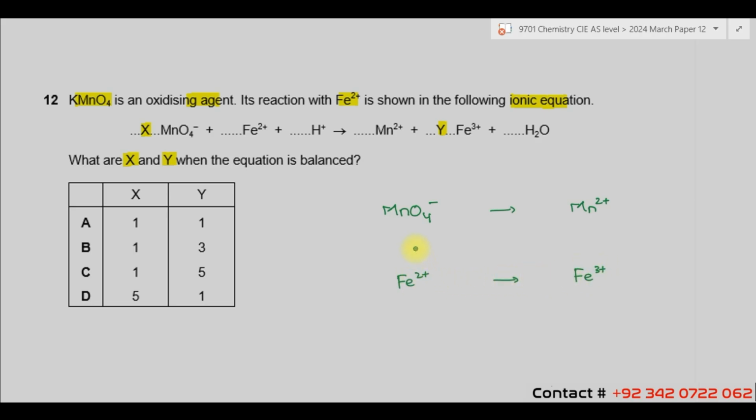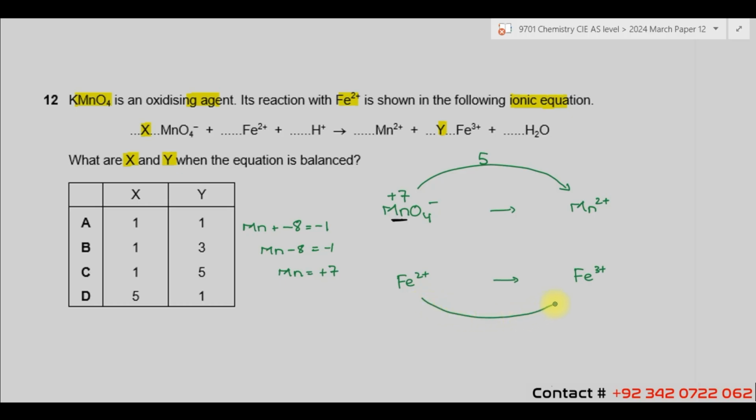Now let's look at the change. First, let's find out what is the oxidation state of Mn here. So we have 4 oxygens, 1 Mn and negative charge. Mn, 4 oxygen is -8, negative charge. So Mn - 8 equals -1. Mn is equal to +8 - 1, which is +7. So it goes from +7 to +2. The change is 5.